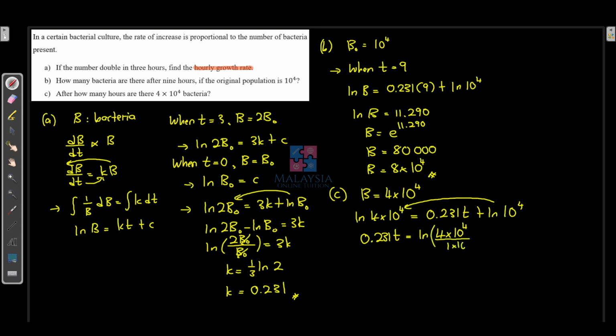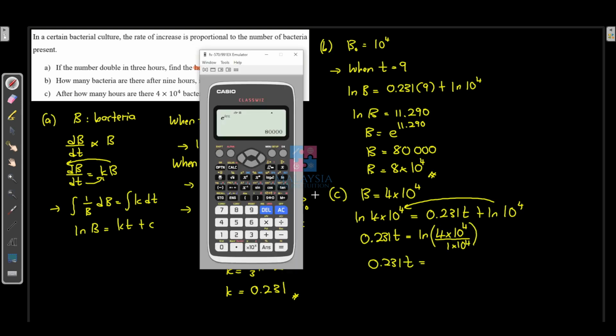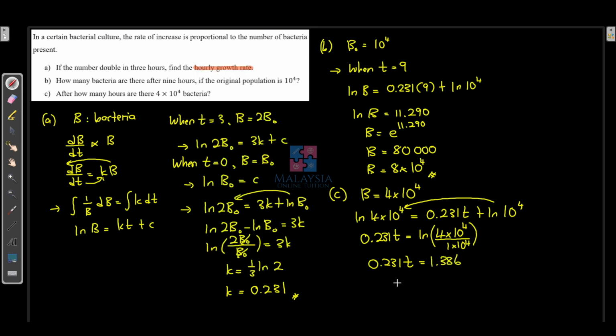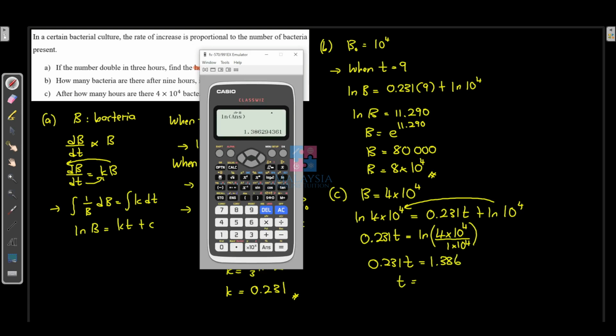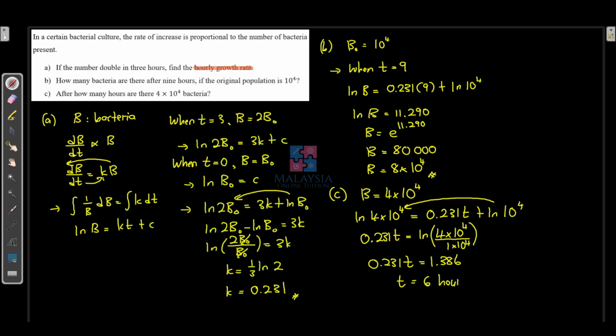Divide by 1 times 10 to the power of 4. So 0.231 T equals what? This one, 4 exponent 4 divided by 1 exponent 4. So we get ln 4, and then we get 1.386. So T equals 1.386 divided by 0.231. We get 6 hours. Okay, so this is the final answer for question number 2, part C.